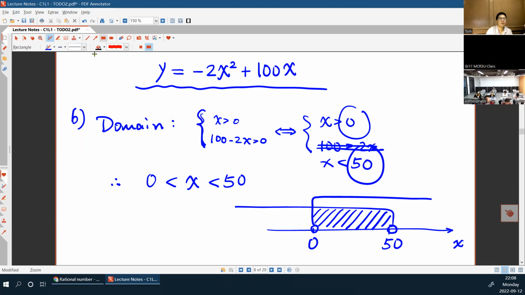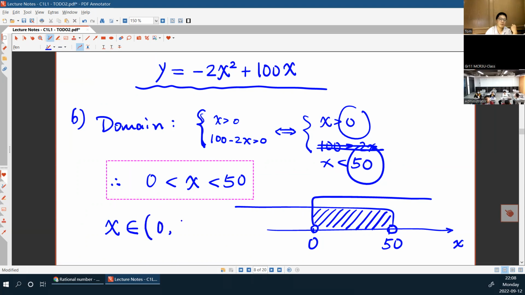Okay, therefore, this is our final solution, which is x is greater than 0 and less than 50. Or if you want to write it in the interval notation, you can also say x belongs to an interval that is from 0 to 50, exclusive on both sides. Okay, you can choose either method.